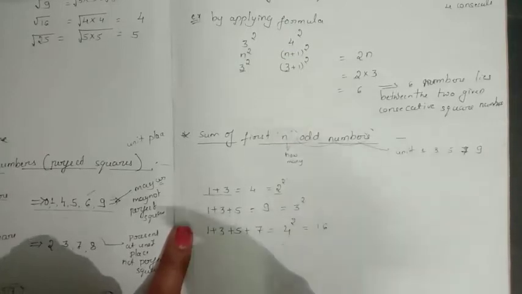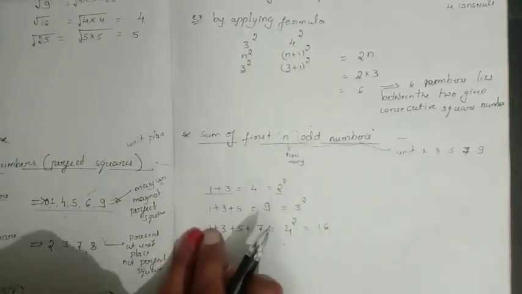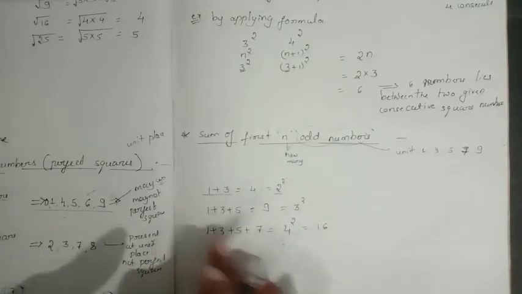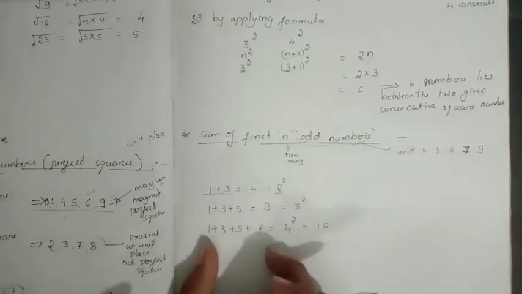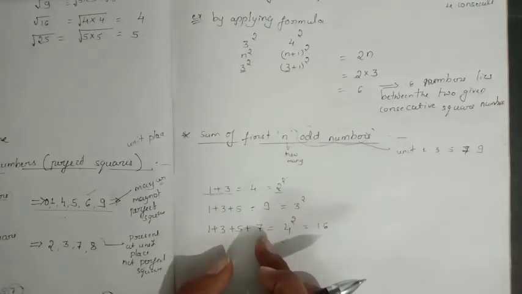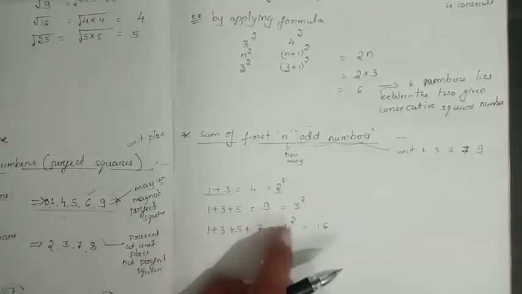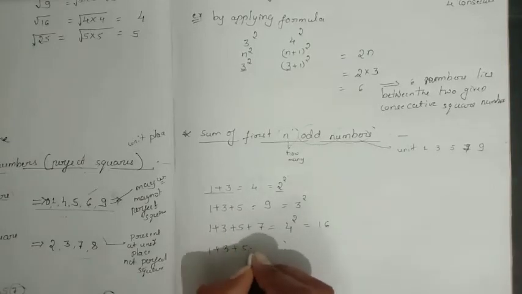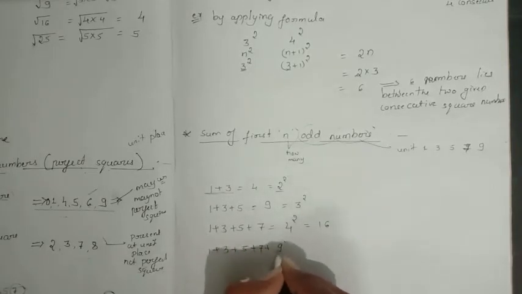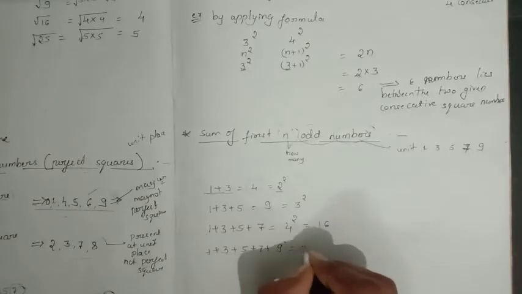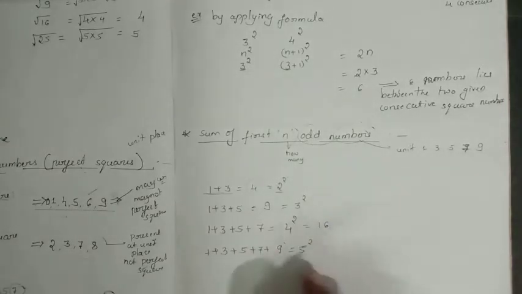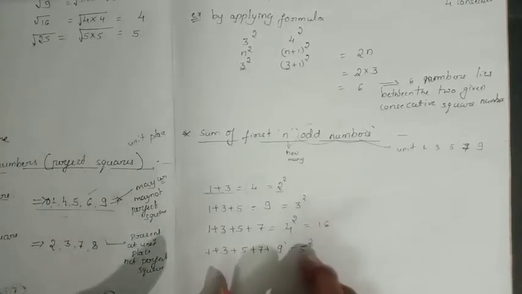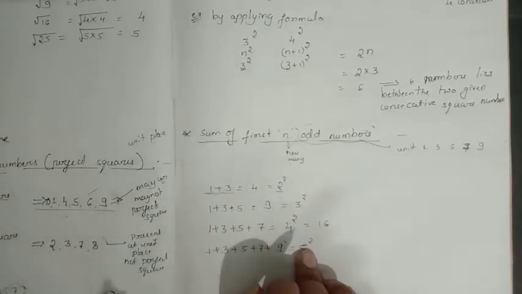So directly we are able to say: when there is a sum of a continuous set of odd numbers, you count how many numbers there are, then write the square of that count. For example, again 1 plus 3 plus 5 plus 7 plus 9. How many? 1, 2, 3, 4, 5. That means it is 5 square. So directly you are able to write that. This method will help us to write the square of numbers.